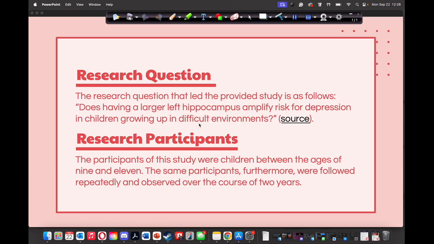The research participants, as hinted at earlier, are children between the ages of 9 and 11. The same participants were followed repeatedly and observed for the course of 2 years. So the population they're observing was the same, and they were children between 9 and 11, and they were followed through the course of 2 years, respectively.